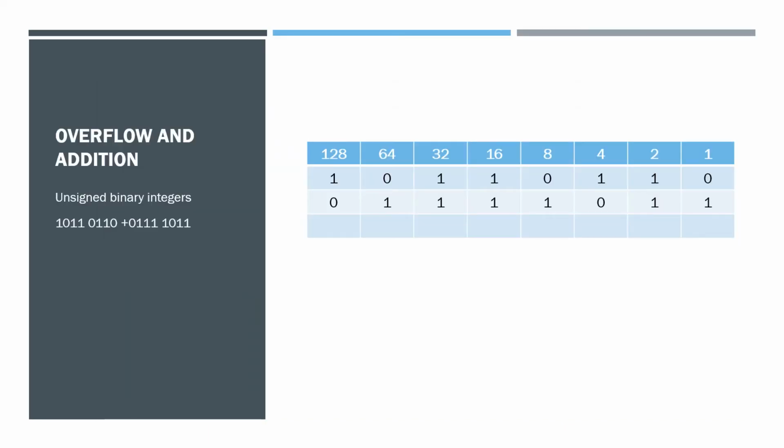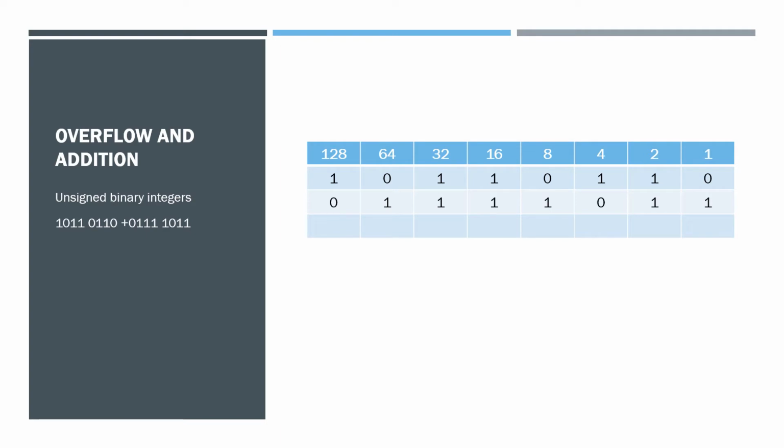So let's just look at a simple example. Two unsigned binary integers. Remember what I mean by an unsigned binary integer. It means the most significant bit is a positive number. We're not using 2's complement. So look out for that terminology in the exam.